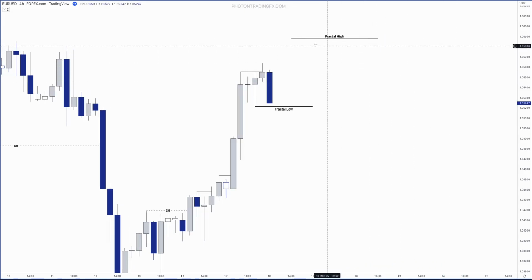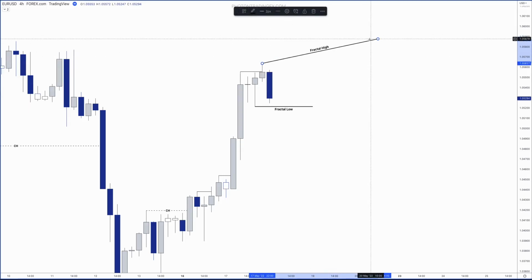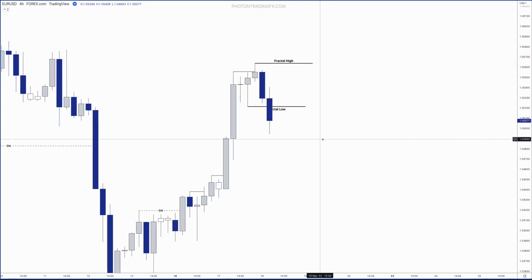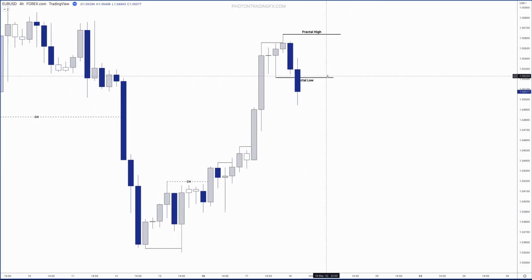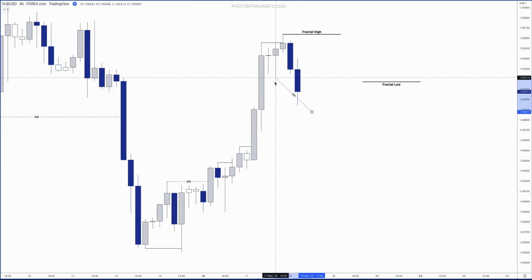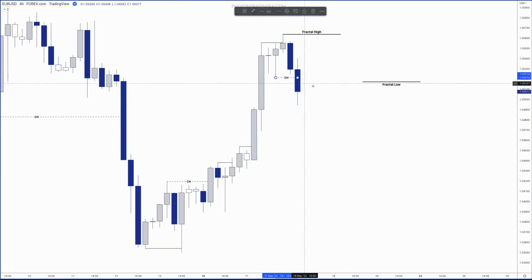So now we have a pullback. Now we can define that that's our fractal high because it failed to break the previous candle's high. See what happens next. And then we break structure to the downside, right? We break the fractal structure to the downside. So what is that? That's a change of character, because when the fractal structure changes trend, that's what we call a CHoCH, right? Change of character, okay?